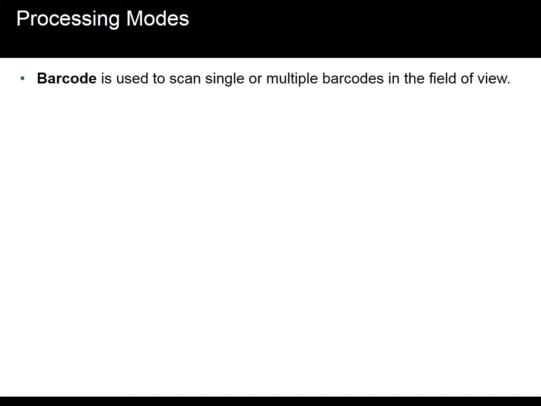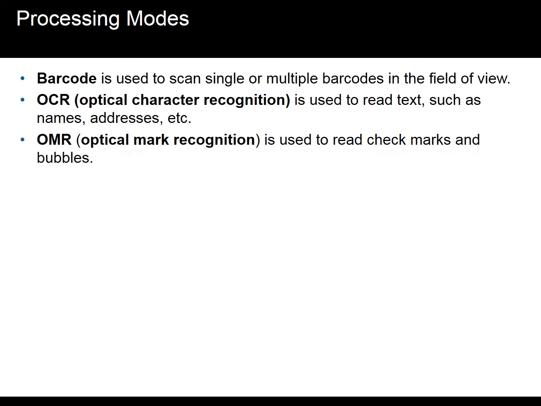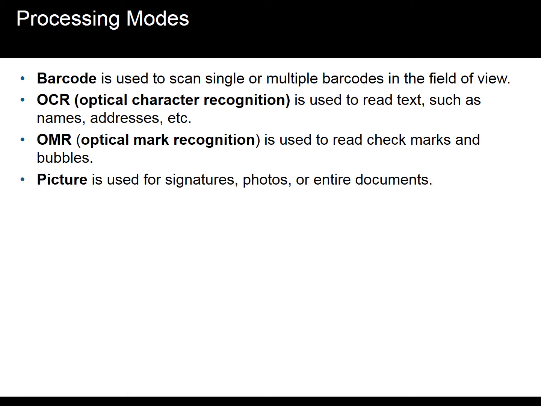Each field in a document is associated with a particular method of processing called a processing mode. Currently, the Template Builder supports various processing modes. Barcode is used to scan single or multiple barcodes in the field of view. OCR is used to read text such as names, addresses, etc. OMR is used to read check marks and bubbles. Picture is used for signatures, photos, or entire documents.